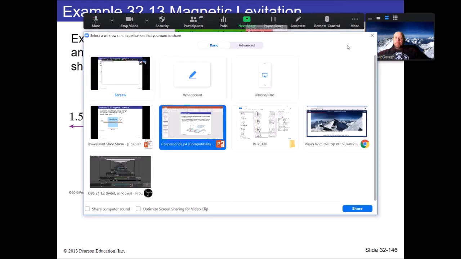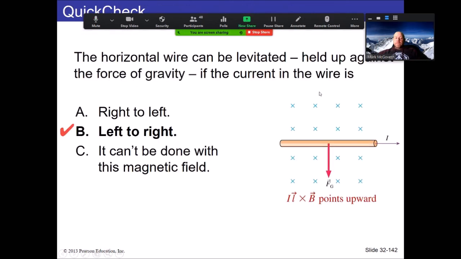Professor, could you explain again how you got left to right one more time, please? Yeah. So there's only two directions for the current, right? Left or right. I just went with right. I don't know why, I just did. So I put my fingers to the right, and again, don't look at me, you listen to me.